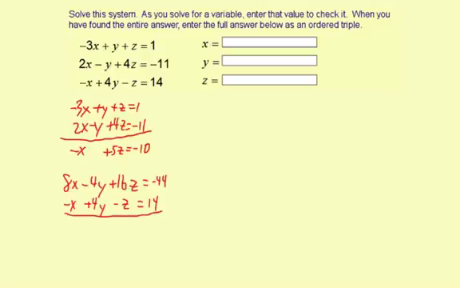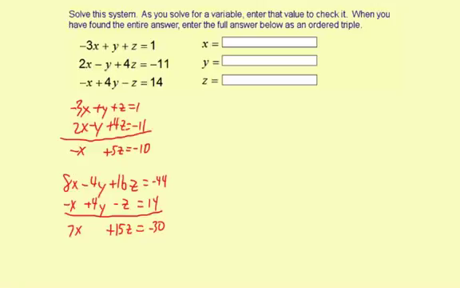Now we're going to add. So 8x minus x is 7x. Negative 4y plus 4y is 0, so the y's are eliminated. So 16z minus z is going to be 15z, and it's positive, so plus 15z equals negative 44 plus 14 is negative 30. So here we have two equations with the y's eliminated, and now we're going to need to eliminate another variable to solve for either x or for z.